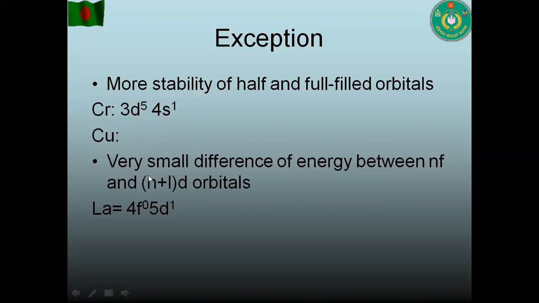In case of very small differences between the energies of nf and (n+1)d, in that case electrons may enter the higher orbital. Here in case of lanthanum, 4f0 5d1. This is the electronic configuration of lanthanum. In this way, the electronic configuration of the elements is arranged in different orbitals and suborbitals.